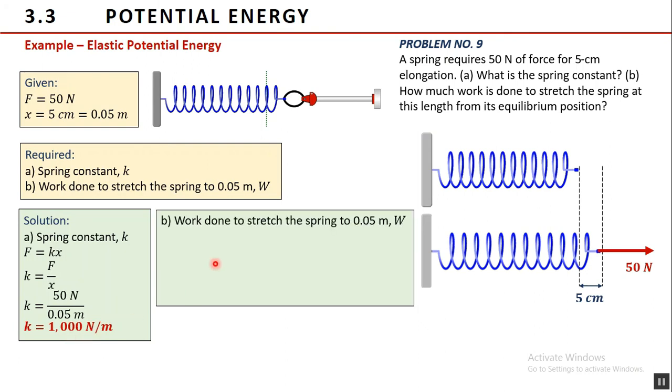For letter B, work done is equal to the change in elastic potential energy of the spring, that is 1/2 of the spring constant K multiplied by the square of the final position of the spring, x sub f squared, minus the square of the initial position, x sub i squared. Substituting the values, the spring constant is 1000 newtons per meter, final length is 0.05 meter and the initial position is 0, since the spring starts from its equilibrium position. So the work done in stretching the spring to 0.05 meter from its initial state is 1.25 joules.